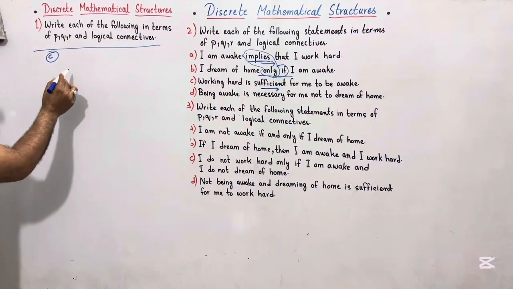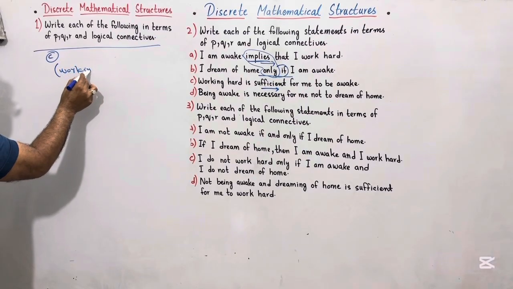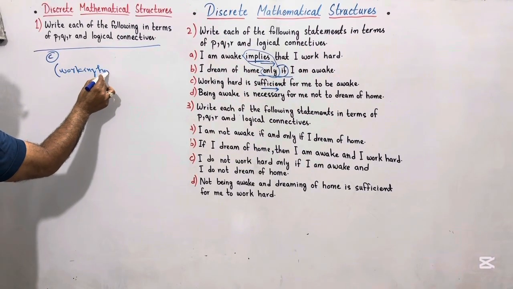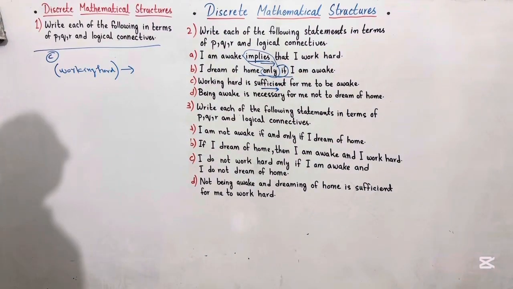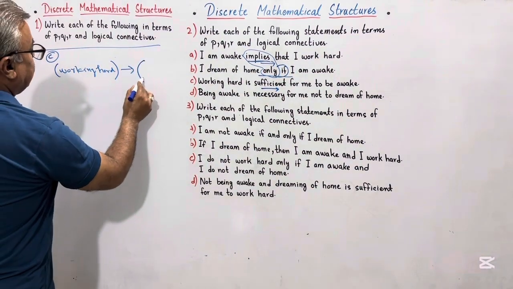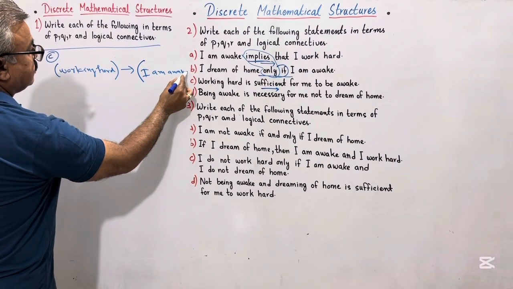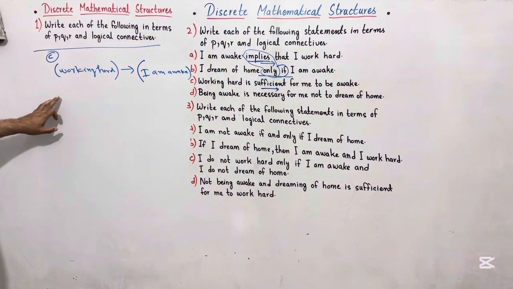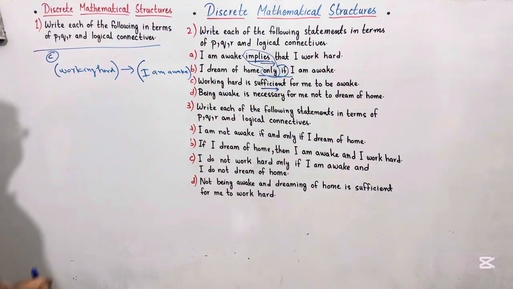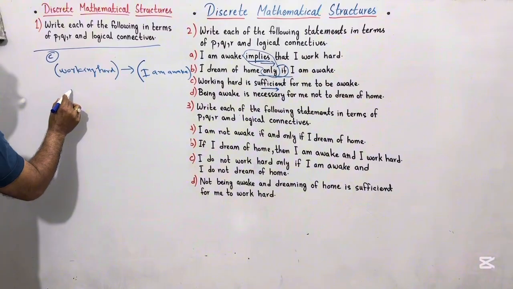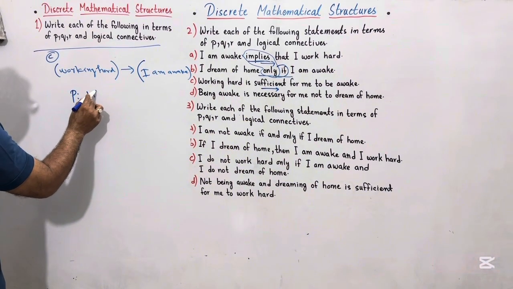So let me write C in words for you. Working hard implies that I am awake. I am working hard implies I am awake. Working hard implies that I am awake. Suppose working hard is our P. I am working hard.